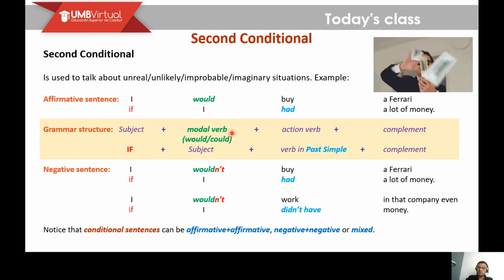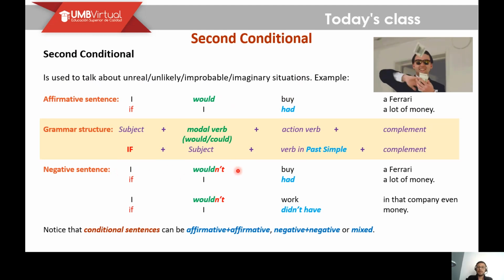Y donde está el resultado, lo vamos a hacer con would and could. And remember, acuérdense que si tenemos would or could, es un verbo modal, esos ya no me hacen una conjugación. Por eso el verbo de acción va en forma base, sin conjugación, ni en presente, ni en pasado, ni nada. Por eso está aquí, I would buy.